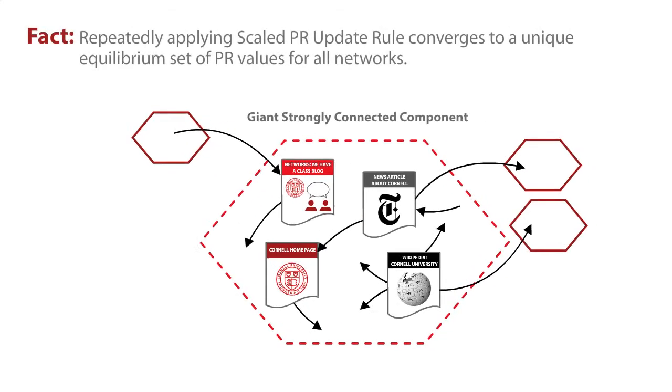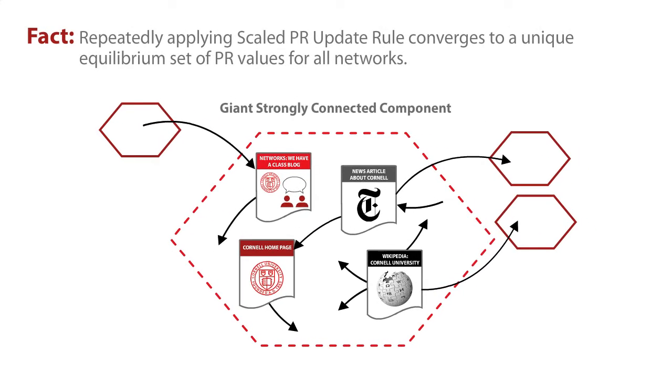And now we have a new fact, right? So as promised, most of the mathematical machinery from the PageRank update rule has been preserved here. We have a new update rule. It looks sort of like the old one, but extends it. And the new fact is that repeatedly applying the scaled PageRank update rule in any network converges to a unique equilibrium set of PageRank values for all networks. So in particular, the equilibrium is unique, and it is something you can reach by just repeatedly applying the rule.